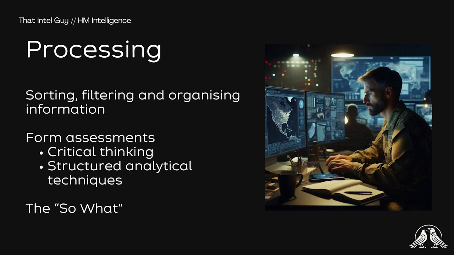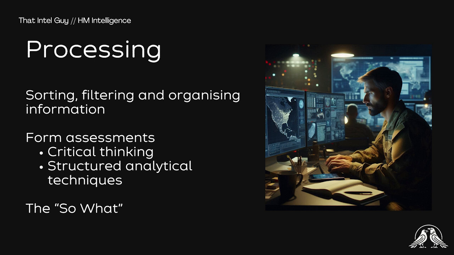And then you have the third part, processing. This is where some people may have broken it out into two different parts of the intelligence cycle. So firstly, you need to sort, filter, and organize the information you collected. In the modern era, you're probably going to have a lot of information.